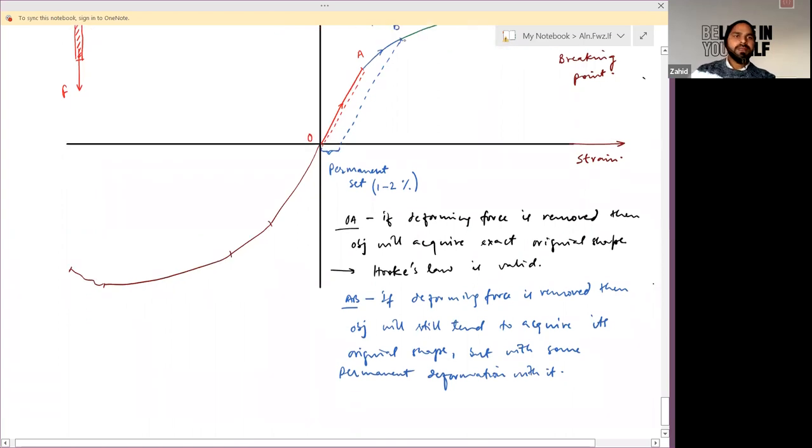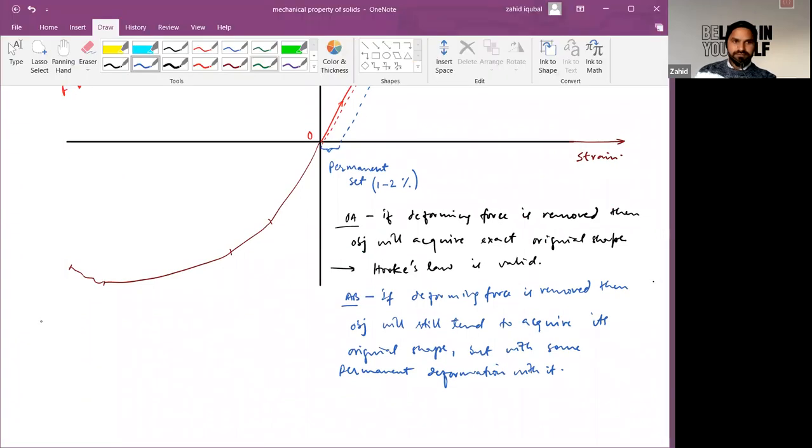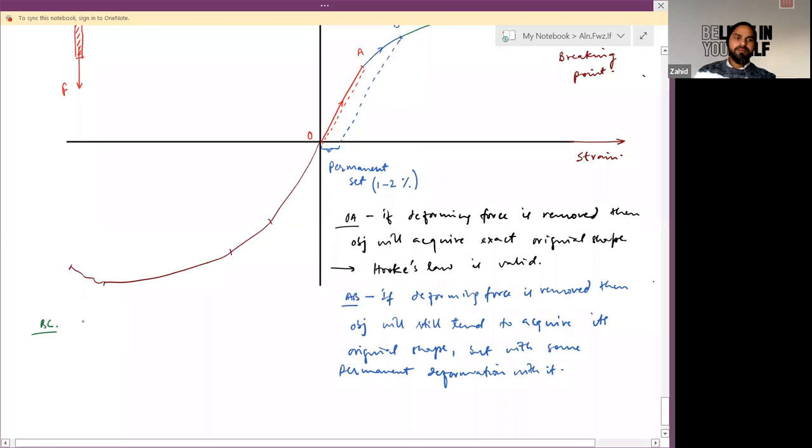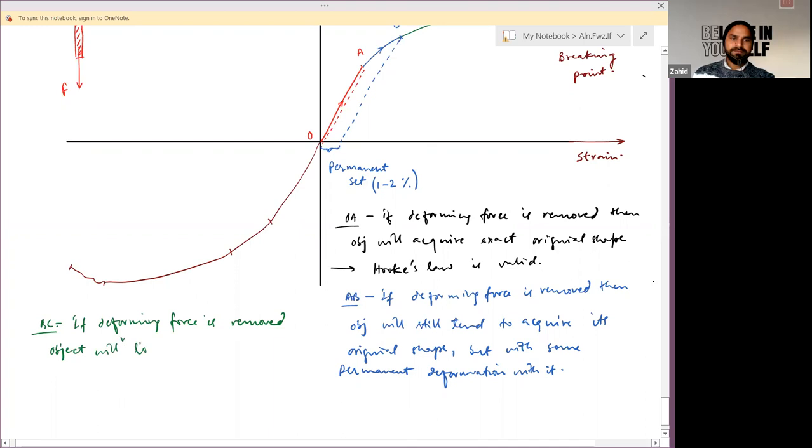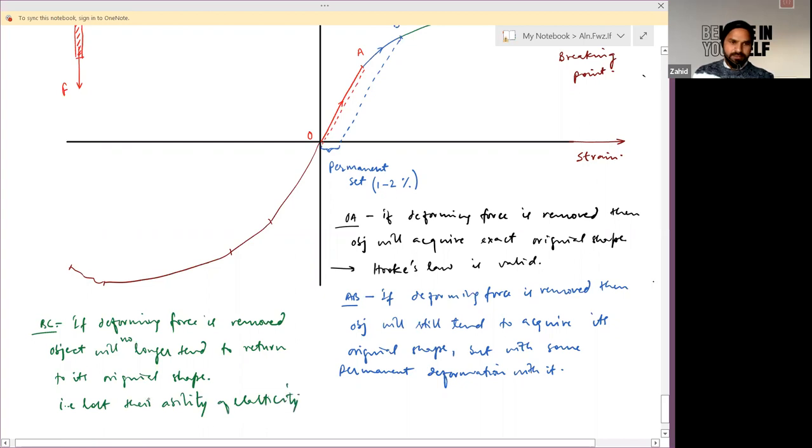Next is from B to C. If the deforming force is removed, the object will no longer tend to return to its original state. That is, it has lost its ability of elasticity and has acquired plastic behavior.